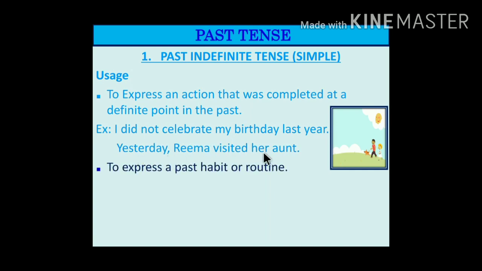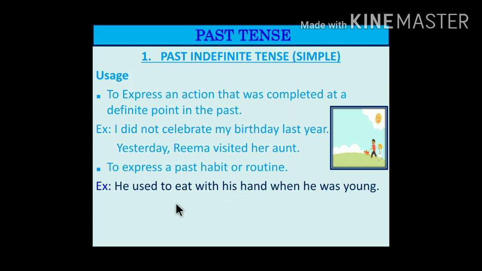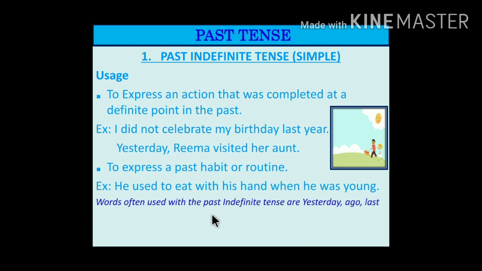Then, yesterday Rima visited her aunt. So yesterday she visited her aunt. The total focus is on the past. Whether the action is done or not is not a concern right now when you talk about indefinite tense. To express a past habit or routine, like in present simple we talk about habit or routine, past habit or routine. He used to eat with his hand when he was young.